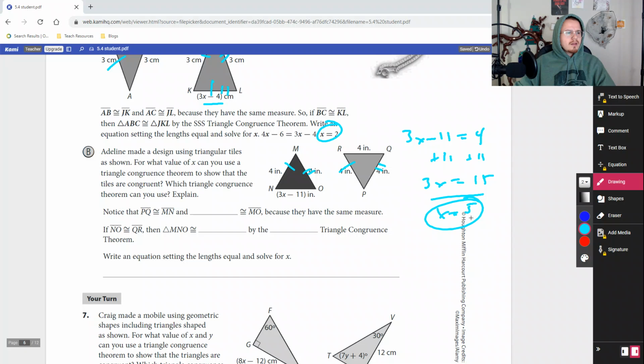So PQ is congruent to MN, yep, and MO and PR, right? So if these are congruent, then if NO were congruent, then yeah, this would definitely be right by the SSS. Now, if you put a 5 in there, yeah, if x equals 5, then put that in the 4. I was tripping because I was like, that's 4, this is 5, but that's not what it was. I forgot I had to plug it back in.